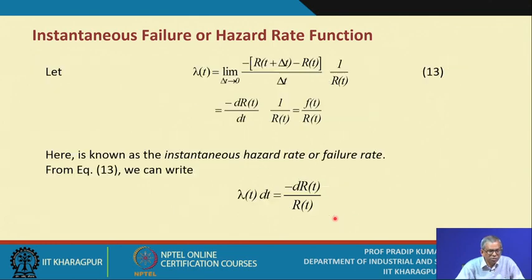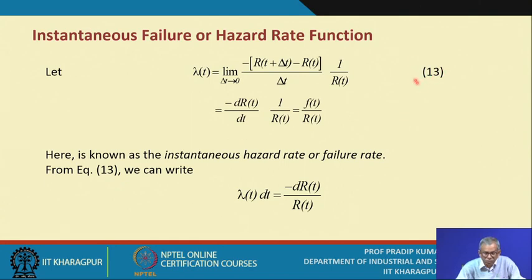Then we have the lambda(t) failure rate function, where the limit as delta t tends to 0 gives these functions. So this is minus d/dt of R(t) times 1 upon R(t). So this is basically f(t) divided by R(t). So lambda(t) is nothing but f(t) divided by R(t). Here it is known as the instantaneous hazard rate or the failure rate.